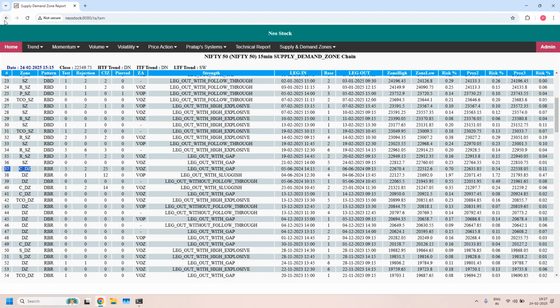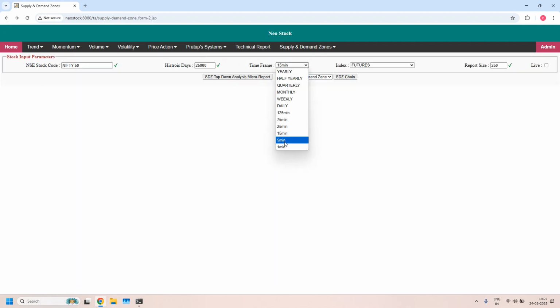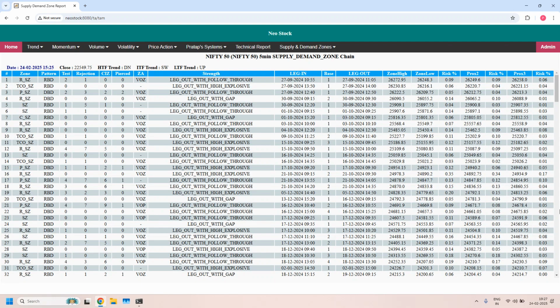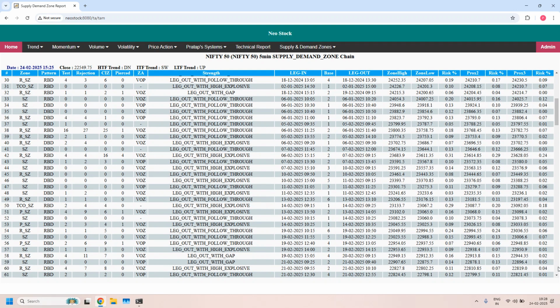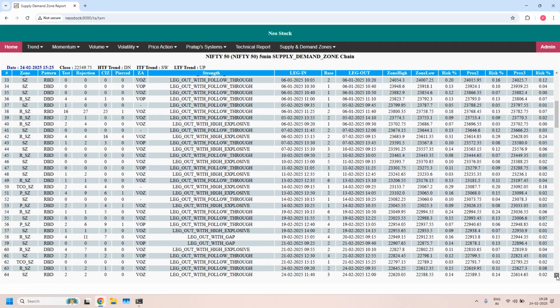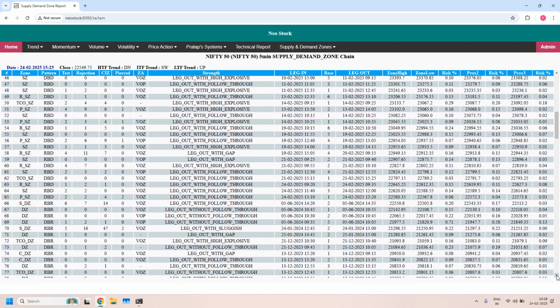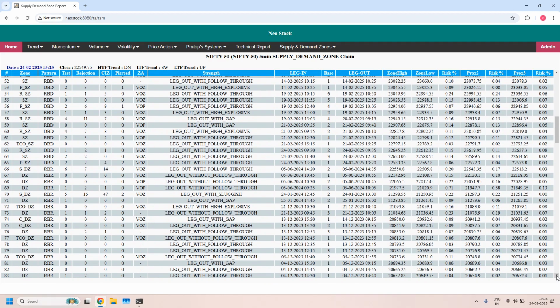Okay, next, 5 minutes supply demand zone chain for NIFTY. All these are supply zones. I'm scrolling the list down. And in this page also all are supply zones. Let me scroll the list further down. So 66 is the nearest demand zone to the current closing price.